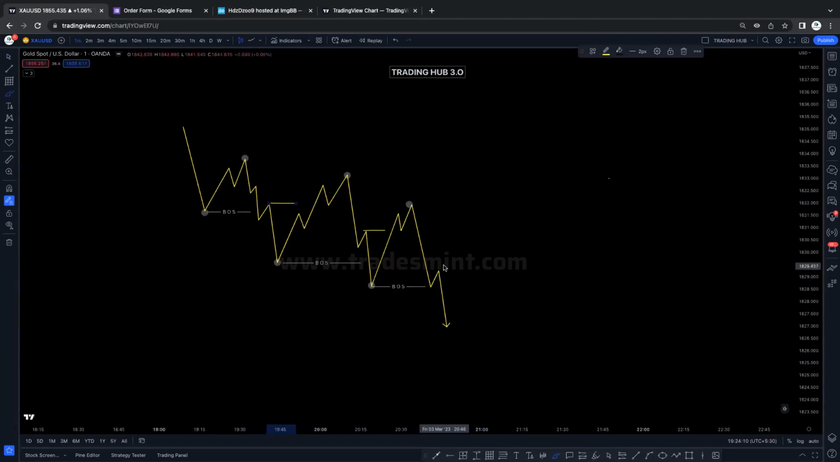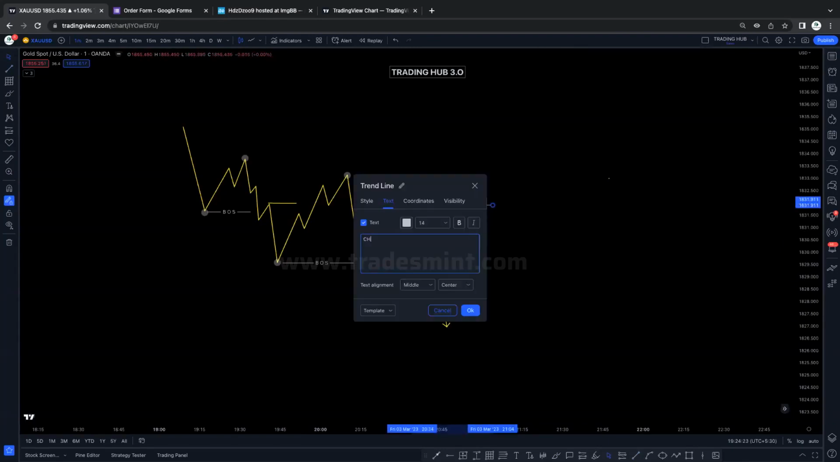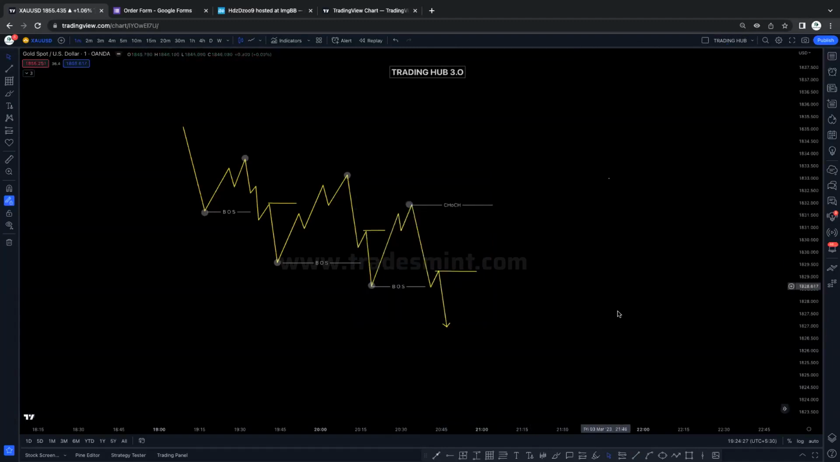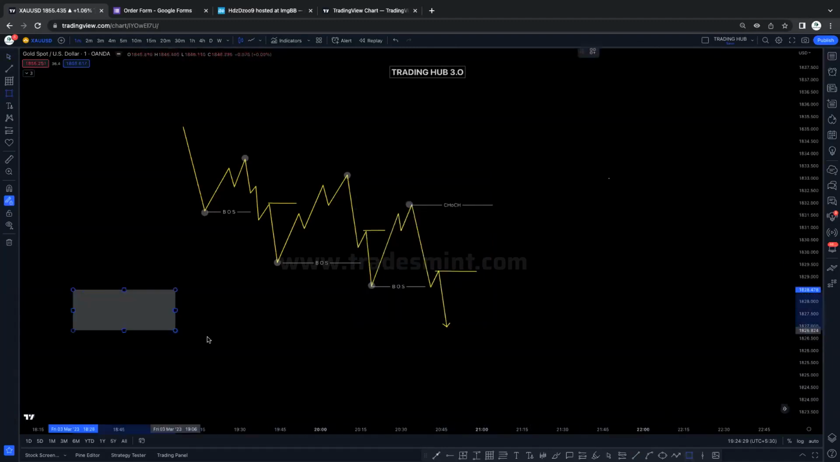Right. And right now, where is inducement? This one. Okay, so this is an inducement. But where is CHoCH? CHoCH is here. Right, so this is our CHoCH. Change of character is here. Okay. But what happens if price taps on your POI zone?